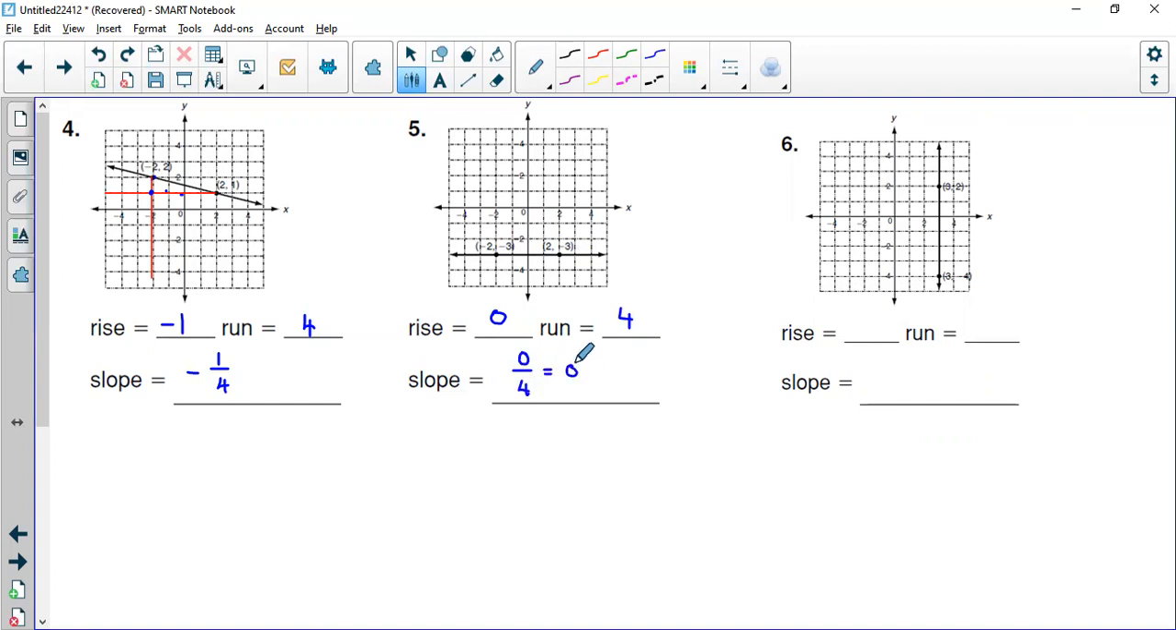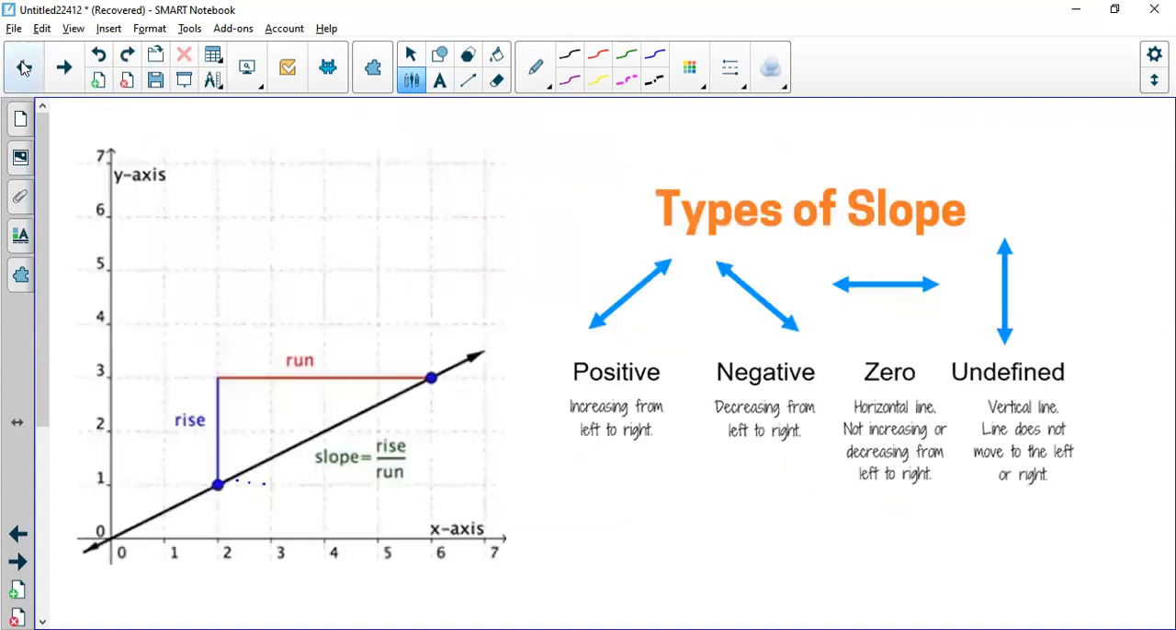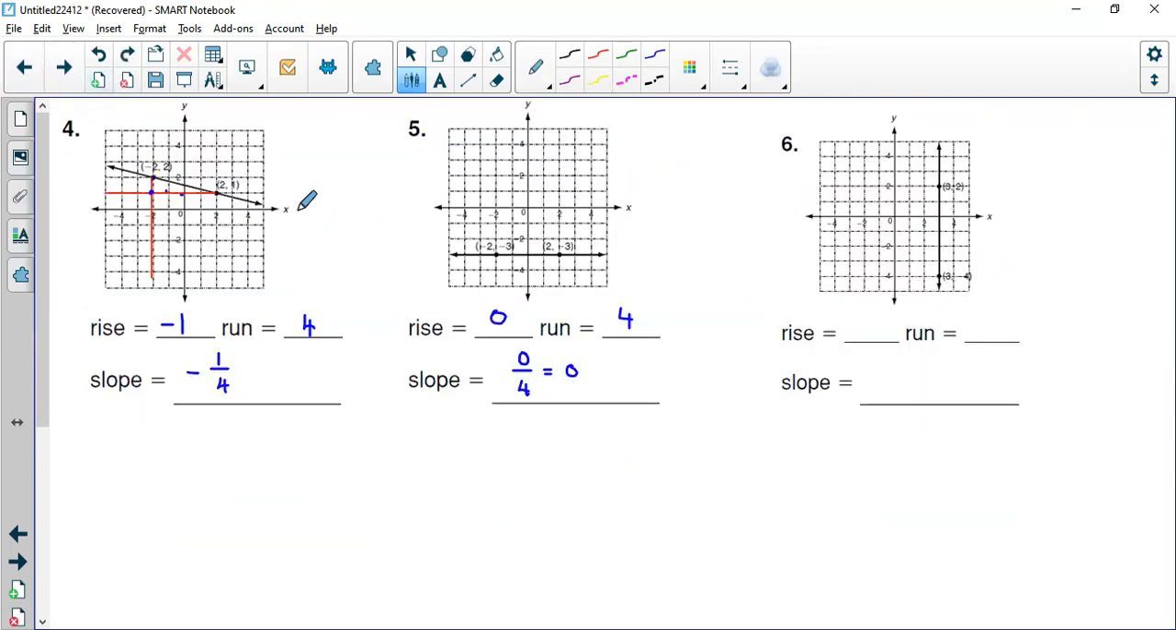Right? Now, if you remember, right in the beginning of the lesson, we did say that horizontal lines have 0 slope. So this is a horizontal line as shown in the question, so it has a 0 slope. How about this one? Now we have a rise. Rise means going up. So we have 1, 2, 3.